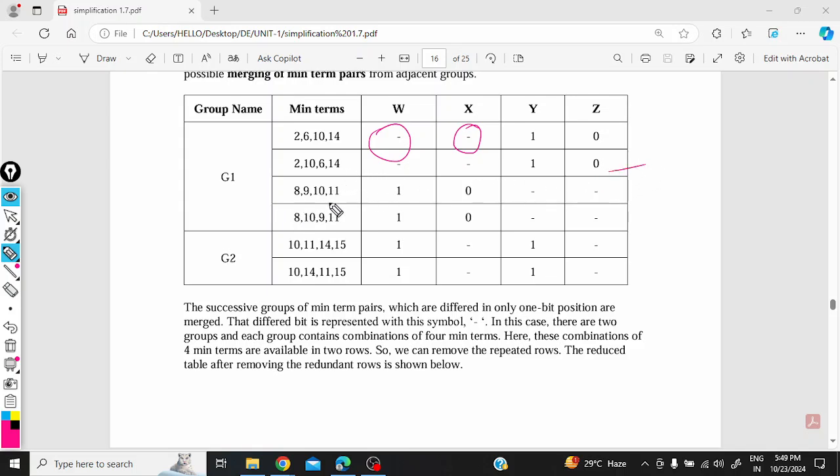Next, 8, 9, 10, 11. When compared, third and fourth bit. 8, 10, 9, 11. Third and fourth bit are dashed. One means I need to have only one bit difference.